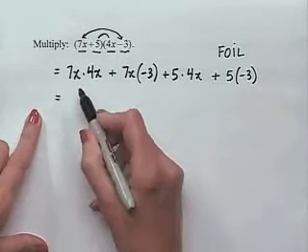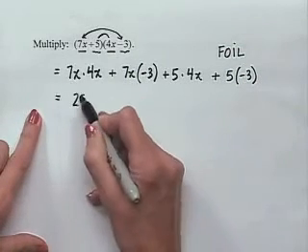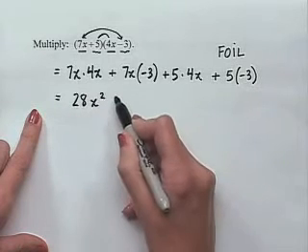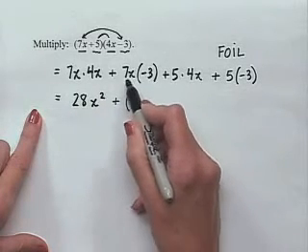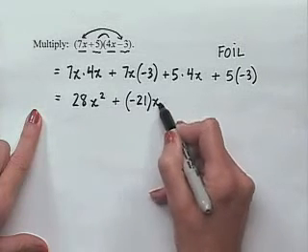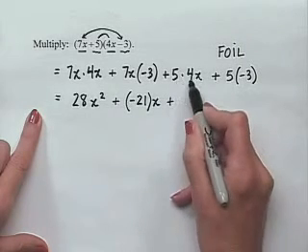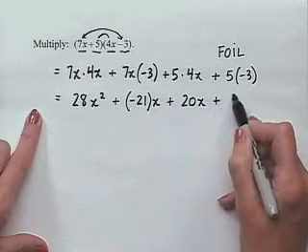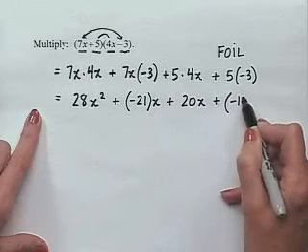Let's simplify. 7 times 4 is 28. And then x times x is x squared. We have the addition of 7 times negative 3, which is negative 21, times x. Plus 5 times 4 is 20 times x. And then we have plus 5 times negative 3, which will be negative 15.